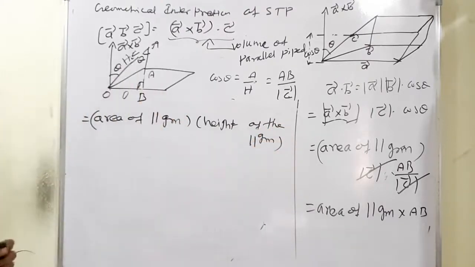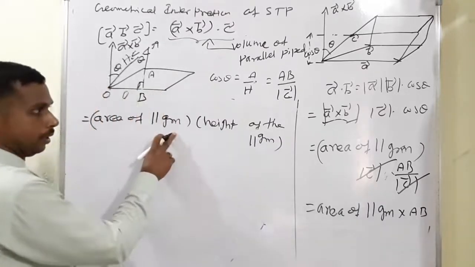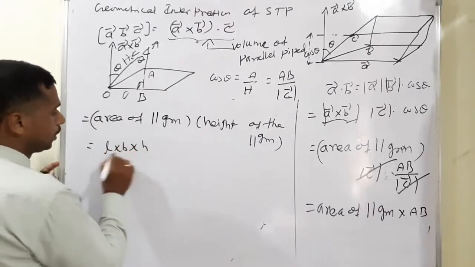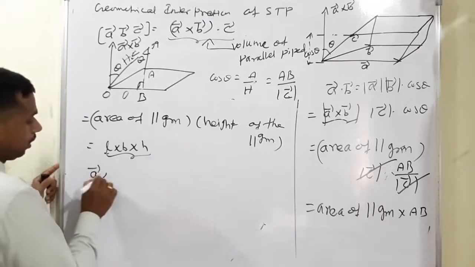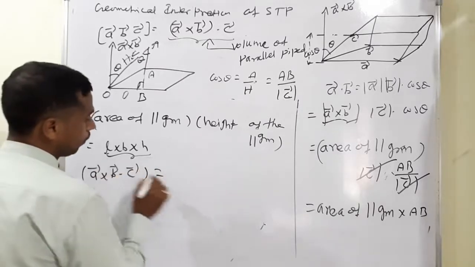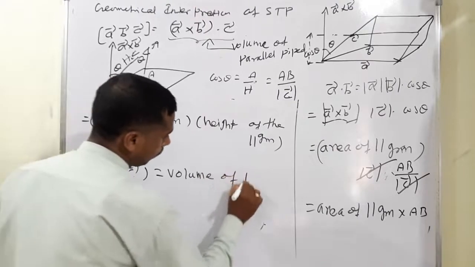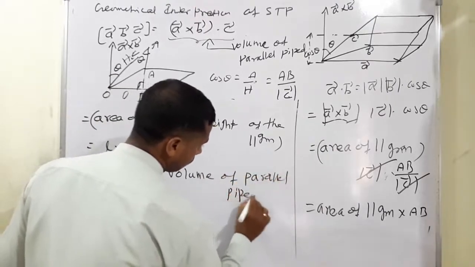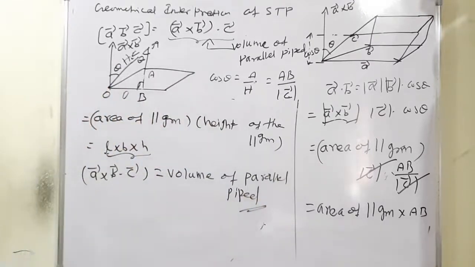So, height of the parallelogram. Therefore, the area of the parallelogram, according to the condition we already know, is L into B. Then height means H, therefore we can write it as L into B into H. This is already the volume of the cube, isn't it? Therefore, what is the meaning? A vector cross B vector dot C vector is equal to the volume of the parallelepiped. Okay, I will continue with theorem 6.2.